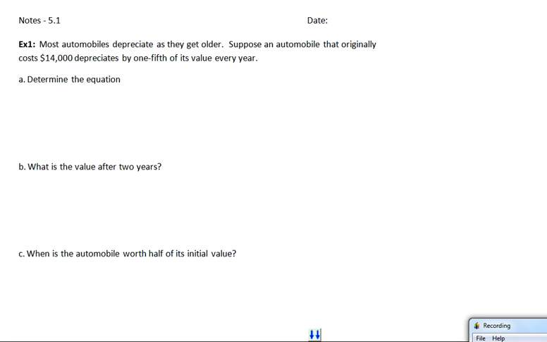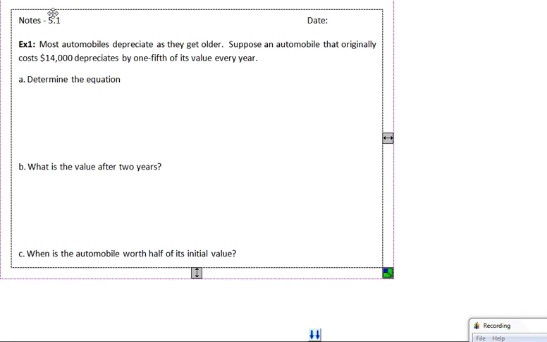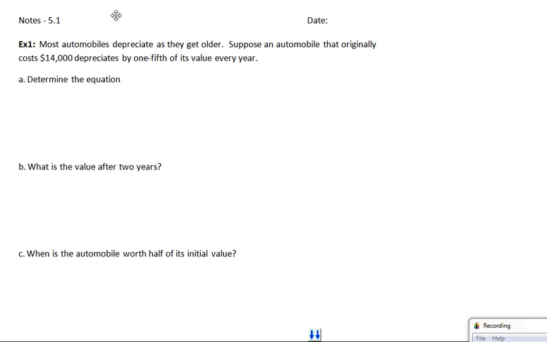Alright, so we are looking at our 5.1 notes here, and we're going to go back into those sequence type of equations. So we'll bring back recursive and explicit, but this time they are geometric instead of arithmetic. Alright, so most automobiles depreciate. That means that they decrease in value as they get older.